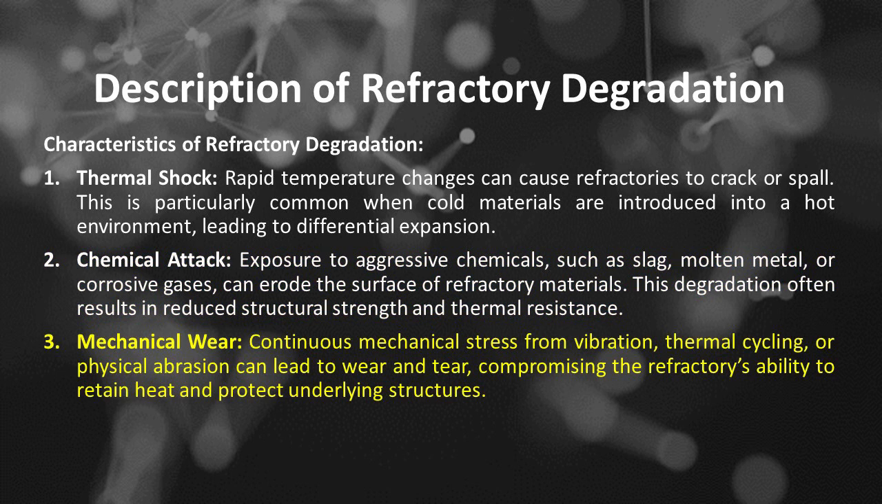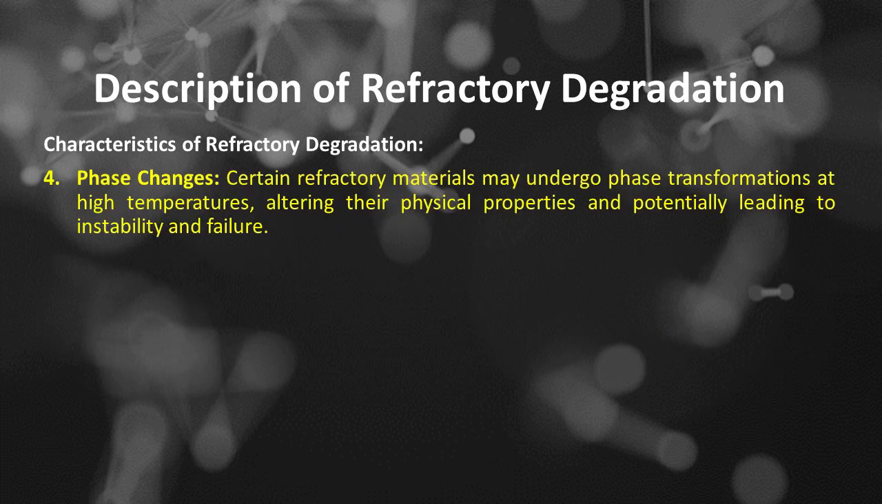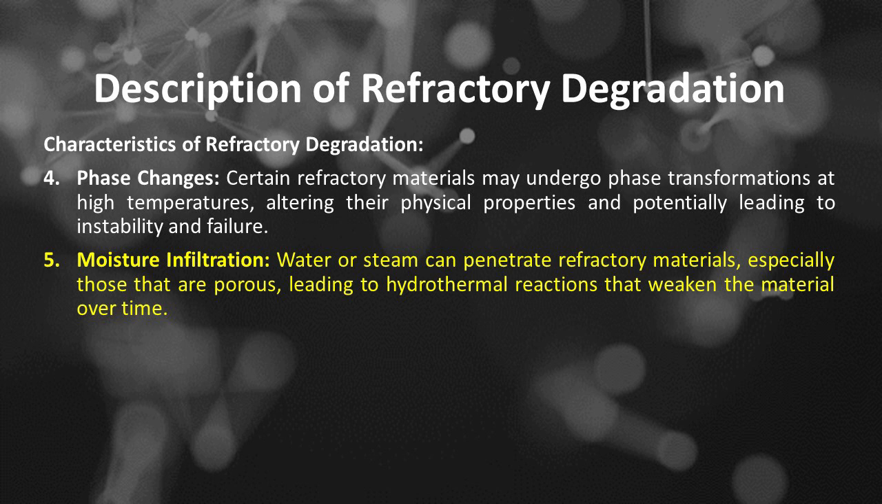Number 3 is mechanical wear. Continuous mechanical stress from vibration, thermal cycling, or physical abrasion can lead to wear and tear, compromising the refractory's ability to retain heat and protect underlying structures. Number 4 is phase changes. Certain refractory materials may undergo phase transformations at high temperatures, altering their physical properties and potentially leading to instability or failure. Number 5 is moisture infiltration.